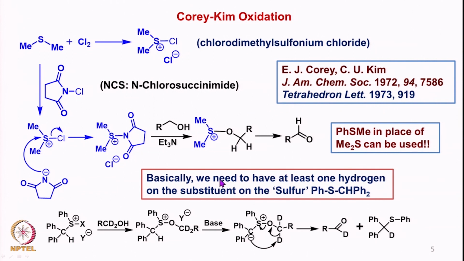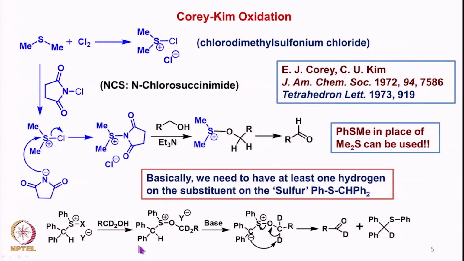and that is how it is called Corey-Kim oxidation. So basically what we need is to have at least one hydrogen on the substituent on the sulfur, like for example this divalent sulfur compound in which there is one hydrogen on the carbon. If we activate this divalent sulfur compound with any electrophile like chlorine or N-chlorosuccinimide, then we will get an intermediate of this kind, to which we react an alcohol like this. I have specifically taken this deuterated alcohol to distinguish between this hydrogen or deuterium and this particular hydrogen.